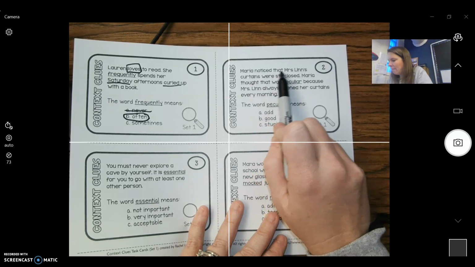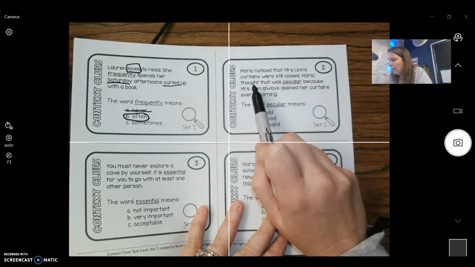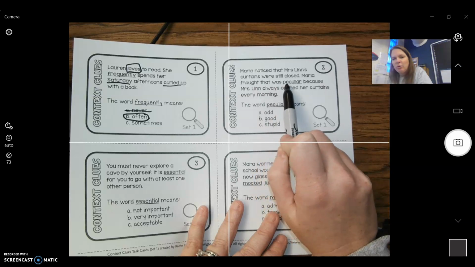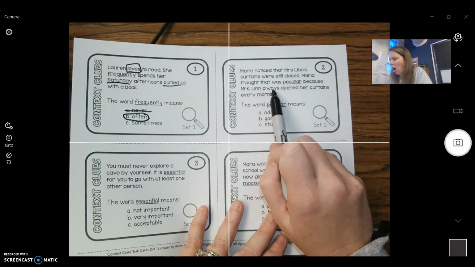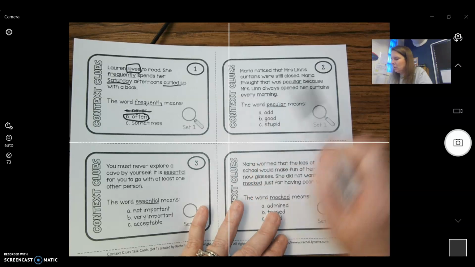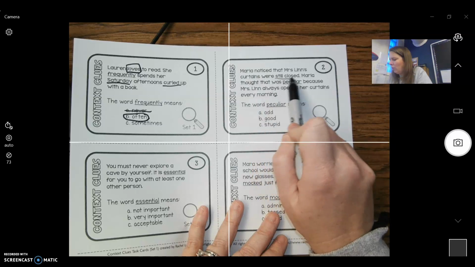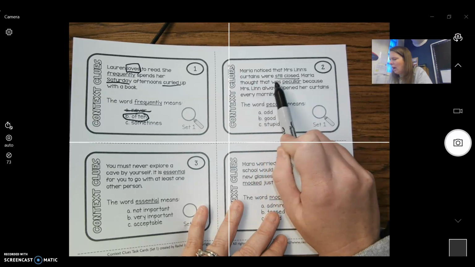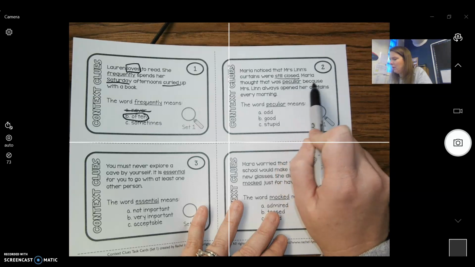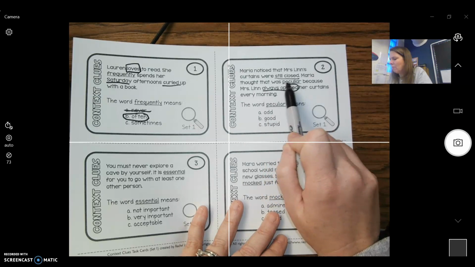Maria noticed that Mrs. Lynn's curtains were still closed. Maria thought that was peculiar because Mrs. Lynn always opened her curtains every morning. So let's look at that sentence again. She noticed that her curtains were closed. Maria thought that was something because Mrs. Lynn's were always open. So something's going on here.